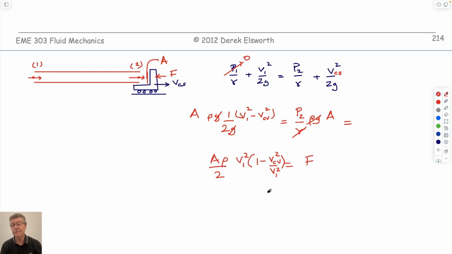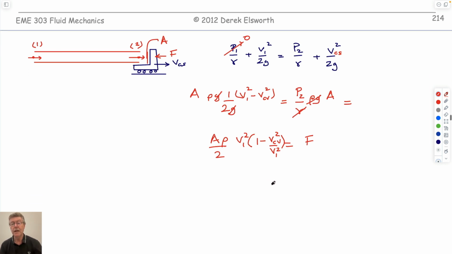And so we have this expression, so you can imagine two bounding values for this. Hopefully it works out to be the right magnitudes. So let's prescribe a velocity of the control surface and calculate what the magnitude of F would be. If the velocity of the control surface is 0, we're holding it, it's not moving.